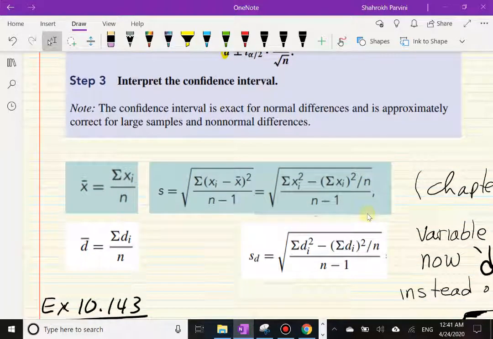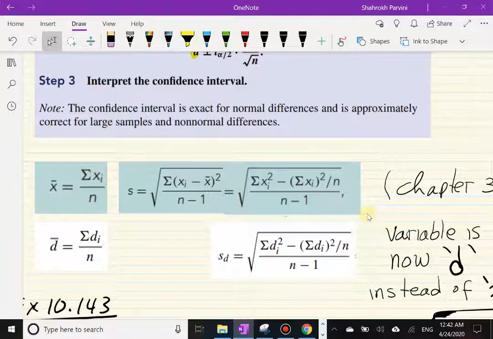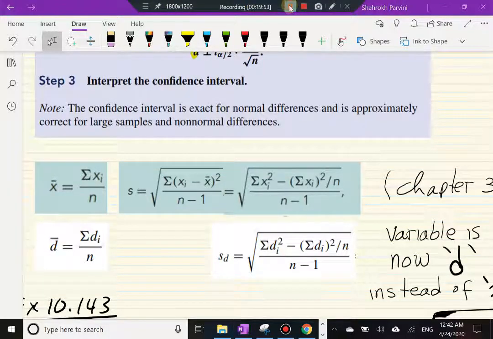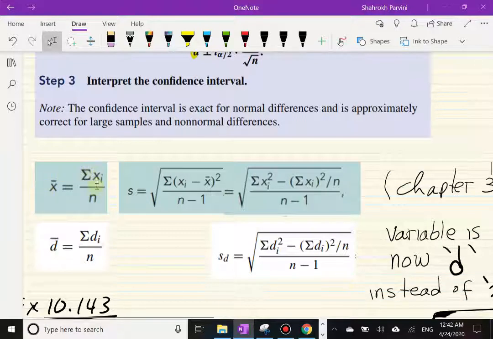Now, as far as how we're going to calculate the average difference, in chapter 3 we had this formula for the sample mean. I'm showing you the formula we are familiar with from chapter 3: X bar, you add up all the scores divided by the number. Well, in this chapter, instead of random variable X, we have random variable D, the differences. So notice the similarities. This tells me I need to add up all the differences divided by the number of differences. And these are the formulas we had for standard deviations.